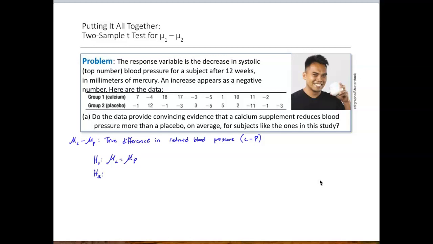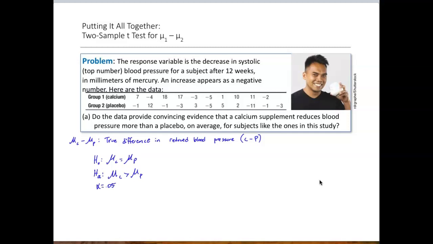So positive values are good, right? And negative values are bad, right? Because that means an increase. So then we would want to see if mu c is greater than mu p, because a more positive value means more reduction, right? Does that track for everybody? Okay. So our alternative is going to be that the mean is greater for the calcium supplement than for the placebo. And we'll do this at the 5% level. So alpha equals 0.05.